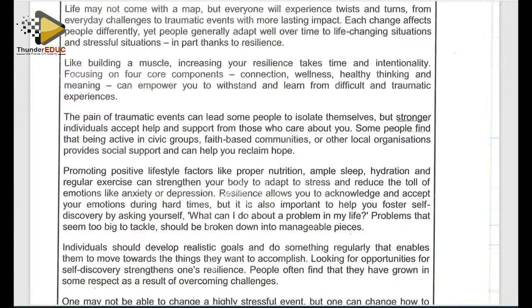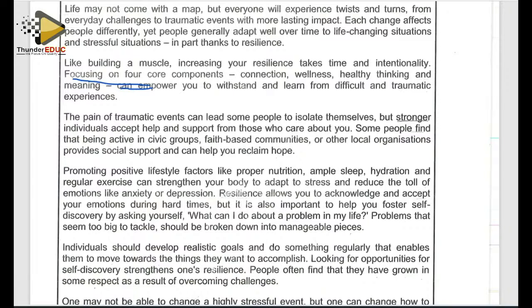It says, like building a muscle, increasing your resilience takes time and intentionality. Focusing on 4 core components: connection, wellness, healthy thinking, and meaning can empower you to withstand and learn from difficult and traumatic experiences. What is the benefit? You can be empowered. That's our point. So our point is coming on focusing on 4 components. That's where our first point is.